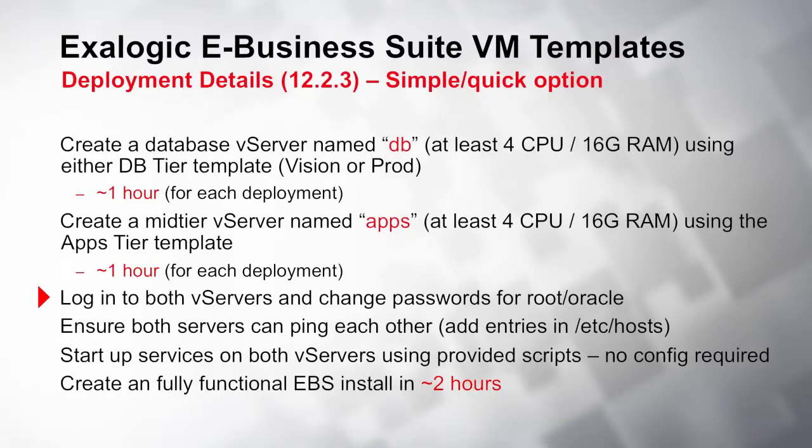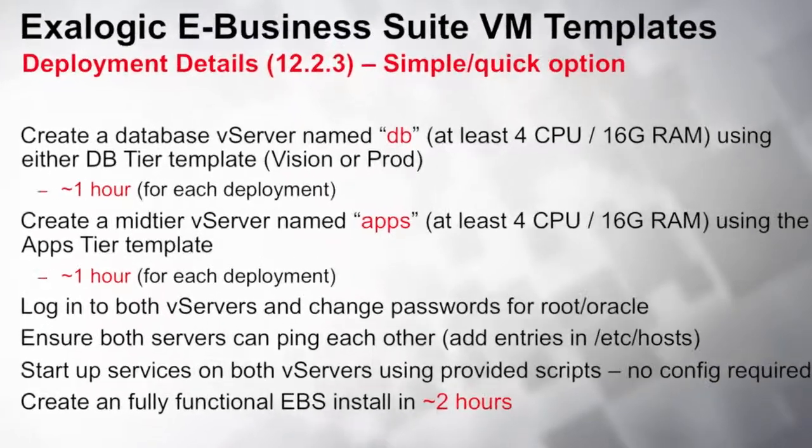When you instantiate the VMs, the first thing when you log in to these VMs is that you're asked to change the passwords for root and Oracle. Go ahead and do so. Then ensure that both servers can ping each other, essentially add entries in the etc/hosts file. And then start up services on both the servers, the database tier first and then the application tier, using the standard scripts that are provided in the UO1 directory. And you can essentially create a fully functional EBS install in about 2 hours.